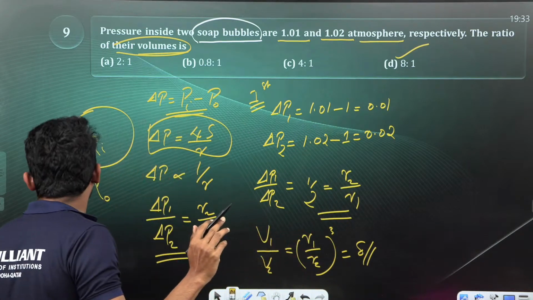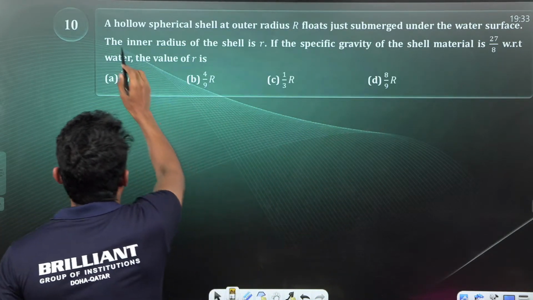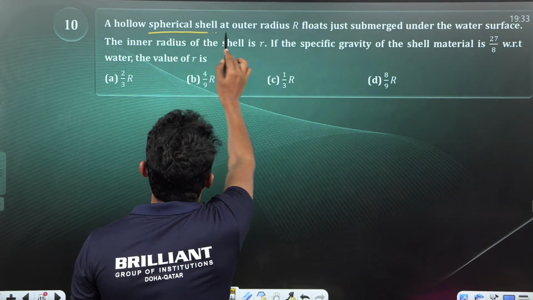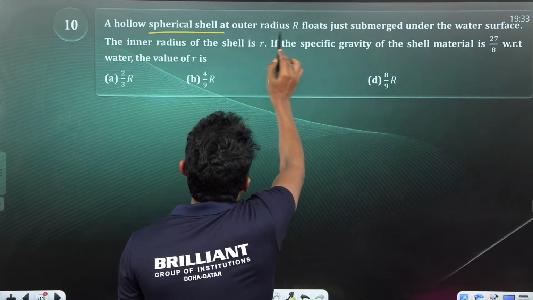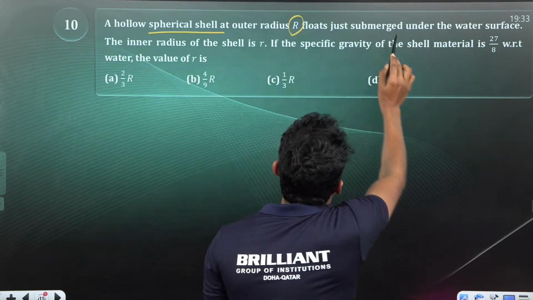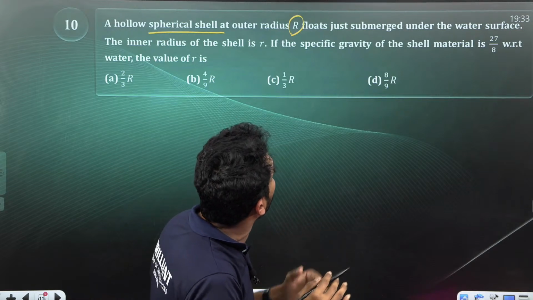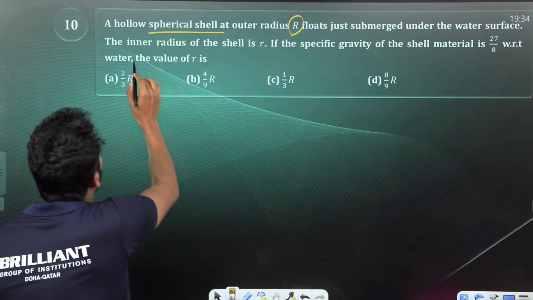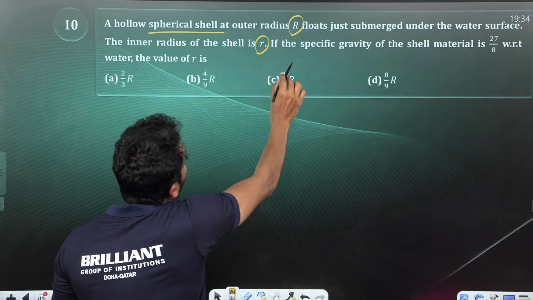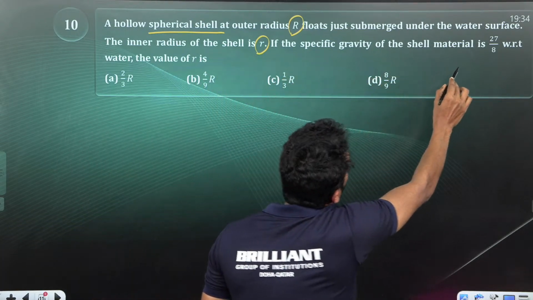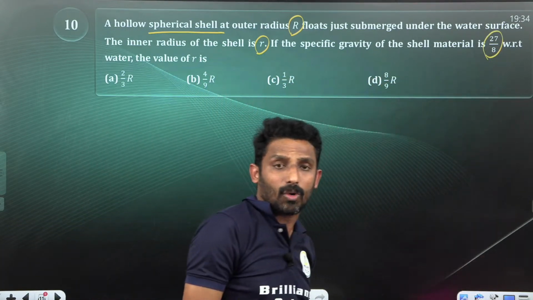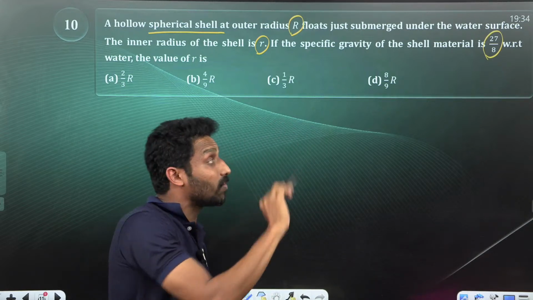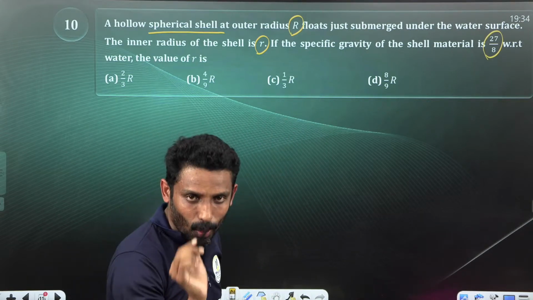Okay, the final question of today's DPP discussion: a hollow spherical shell of outer radius R floats just submerged under the water surface. The inner radius of the shell is smaller, r. If the specific gravity of the shell is given, specific gravity means what? Relative density: density of the shell divided by density of water.